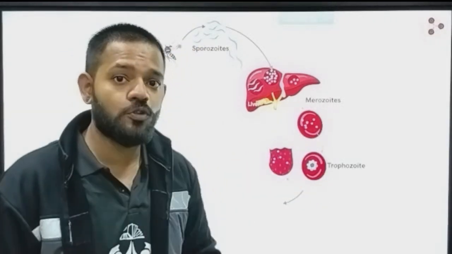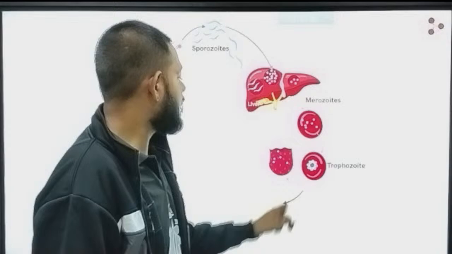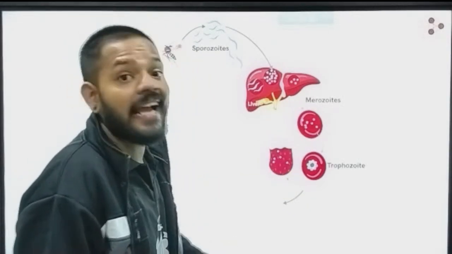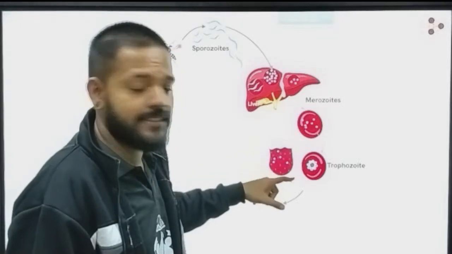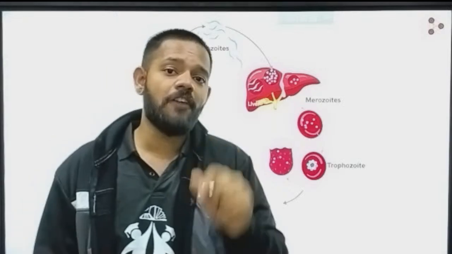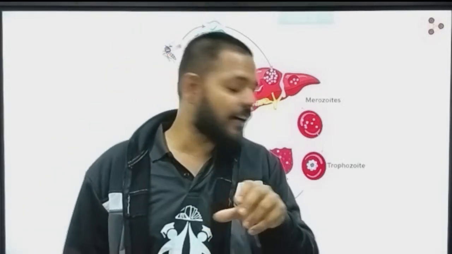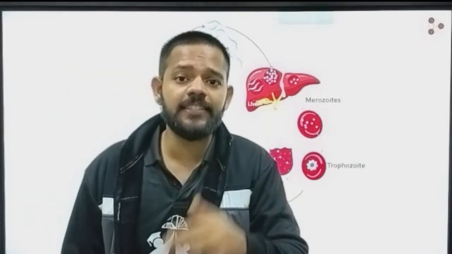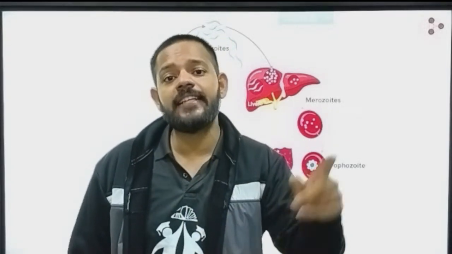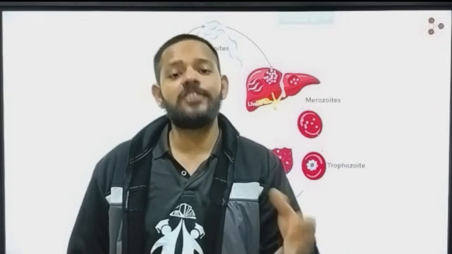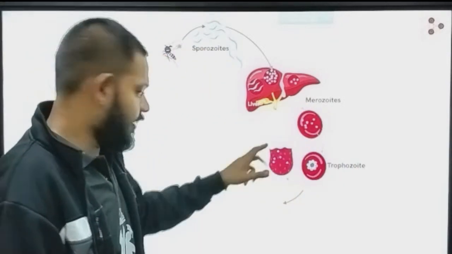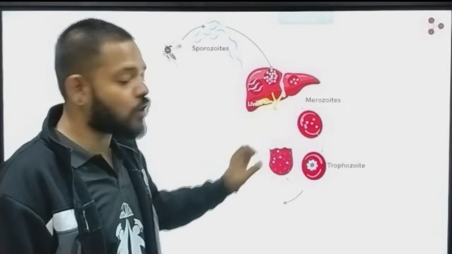Now this trophozoite has two fates, as this video says. In one fate, it will do asexual reproduction and increase its number exponentially inside your RBC, and after some time that RBC gets burst. During the bursting of the RBC infected by the trophozoite, it releases a toxin called hemozoin, which is responsible for the increase in temperature and the fever and chills during the disease.